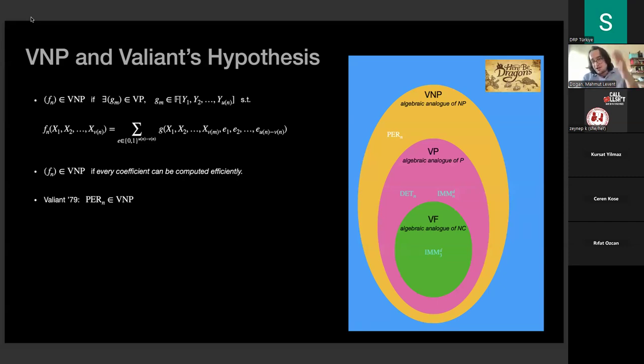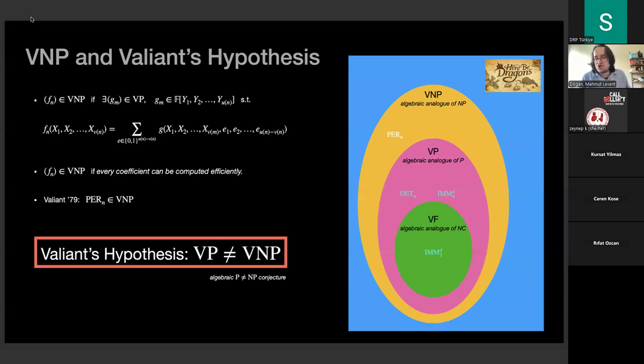So this is essentially what we know about these complexity classes. VF is a subset of VP because every formula is a circuit. That's immediate. And VP is a subset of VNP, which is again essentially by definition. But we don't know if any of these are different. And this is the conjecture, more or less. Valiant's hypothesis, Valiant's conjecture, is that VP and VNP are different. So this is the algebraic analog of the P is not NP conjecture, and it is wide open.